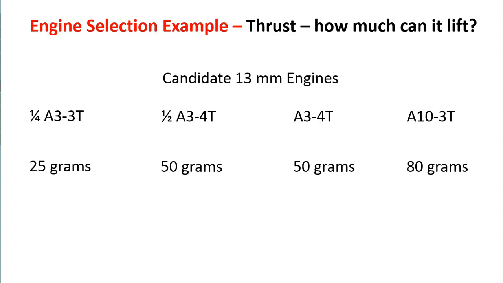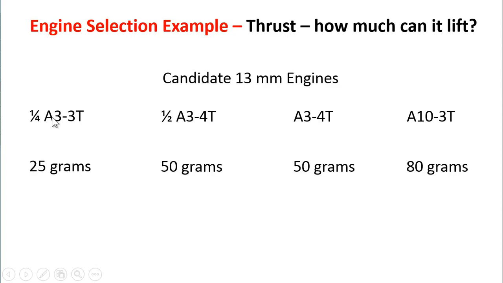Now, if we take a look at these engines one at a time, let's talk first about the 1/4 A engine. Ask the question, can we fly our 20-gram rocket on a 1/4 A engine with this much lift capability? The answer is no. It's because these 13 millimeter engines weigh somewhere between 6 to 8 grams.